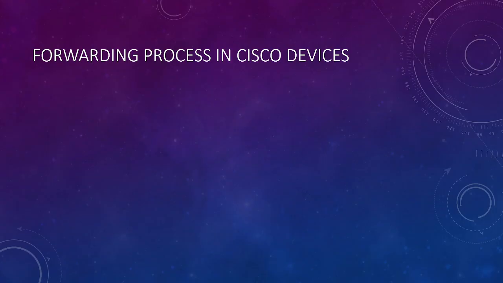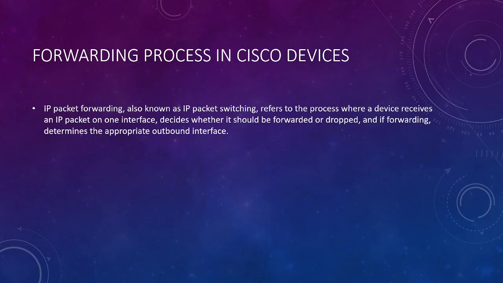Let's discuss the forwarding process in Cisco devices. IP packet forwarding, also known as IP packet switching, refers to the process where a device receives a packet on one interface and decides whether it should be forwarded or dropped, and how to forward it. That determines the appropriate outbound interface.